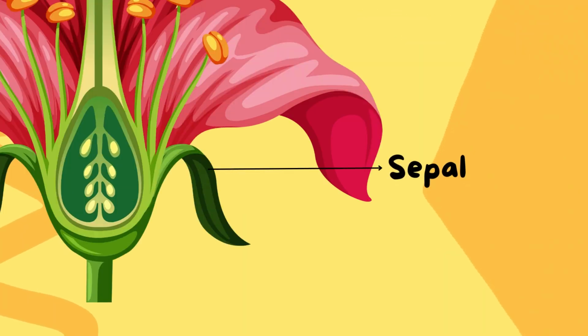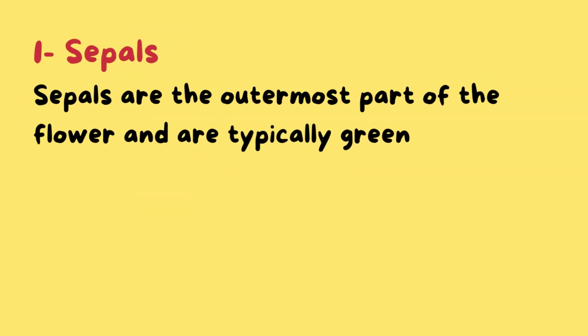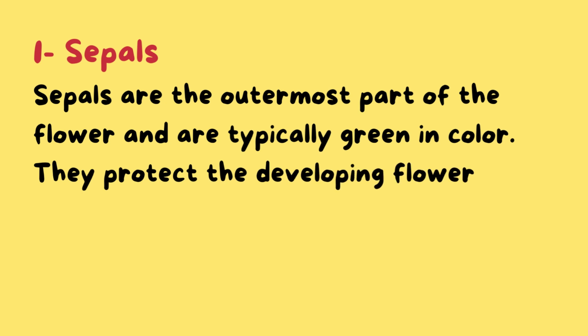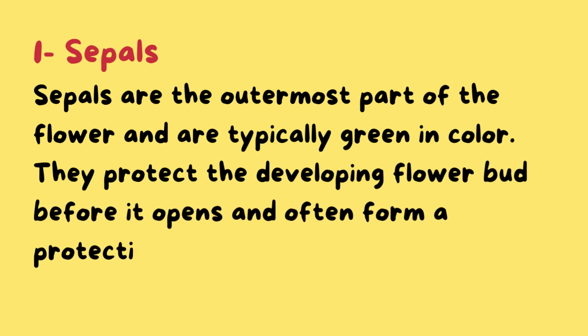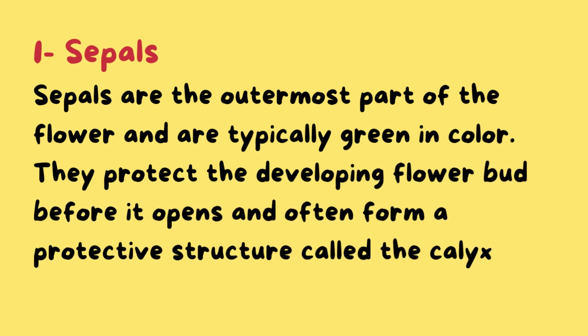Sepals. Sepals are the outermost part of the flower and are typically green in color. They protect the developing flower bud before it opens and often form a protective structure called the calyx.